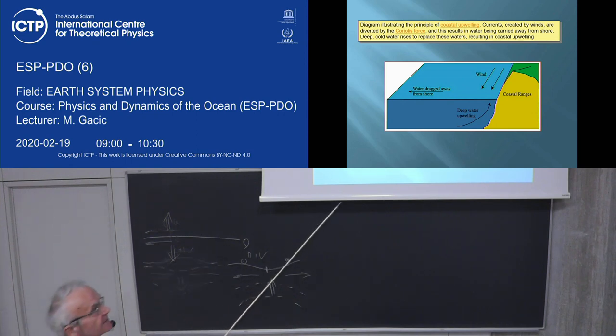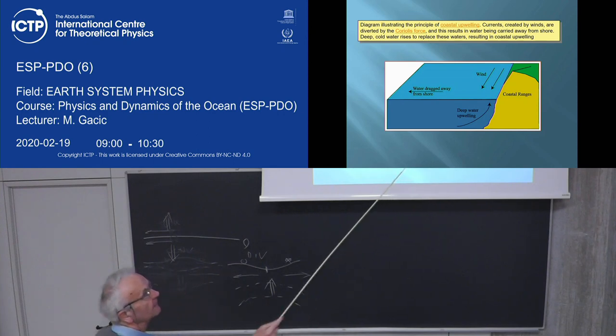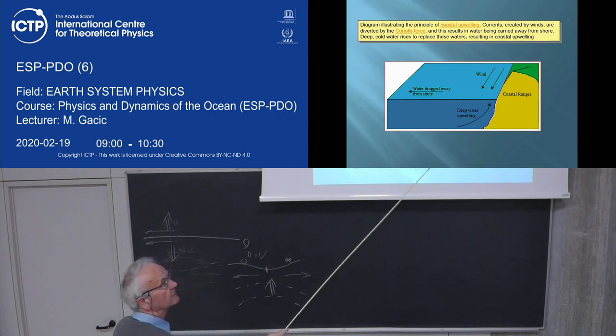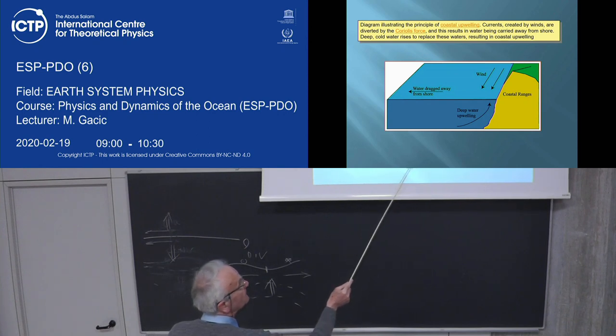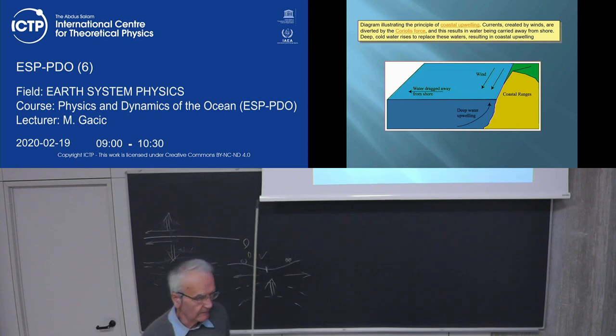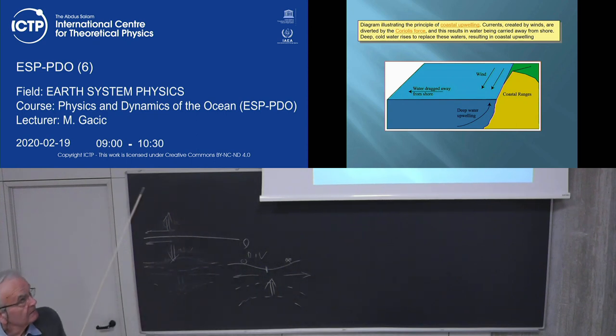What's going on? How does this happen? Think about the northern hemisphere. This is the northern hemisphere, right? And the wind is blowing parallel to the coast. This is the coast. Blowing parallel to the coast, the water is dragged away from shore in the Ekman layer, because the Ekman transport is 90 degrees to the right-hand side with respect to the wind, looking downwind in the northern hemisphere.